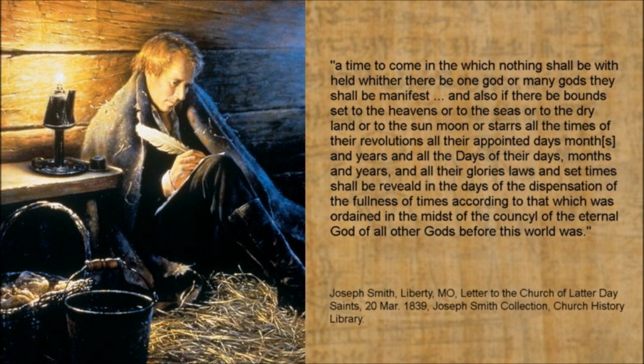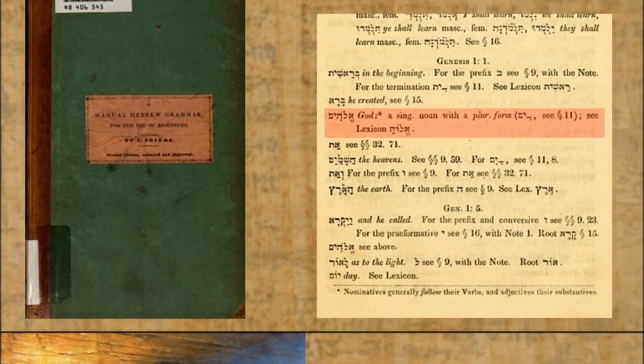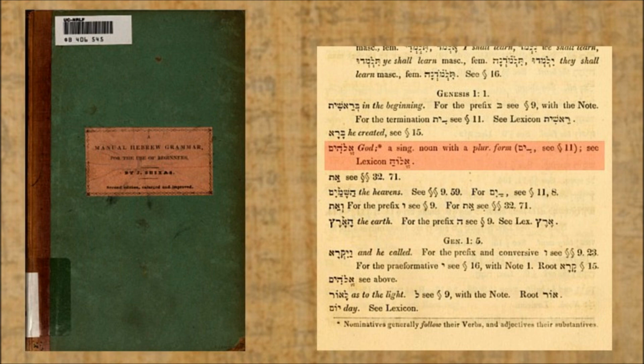Muhlestein alludes to a letter Joseph Smith wrote from Liberty Jail on the 20th of March, 1839, in which he poetically states that there will be a time to come in which nothing shall be withheld, whether there be one God or many gods, they shall be manifest, and also if there be bounds set to the heavens, or to the seas, or to the dry land, or to the sun, moon, or stars, all the times of their revolutions, all their appointed days, months, and years, and all the days of their days, months, and years, and all their glories, laws, and set times shall be revealed in the days of the dispensation of the fullness of times, according to that which was ordained in the midst of the council of the eternal God of all other gods, before this world was."